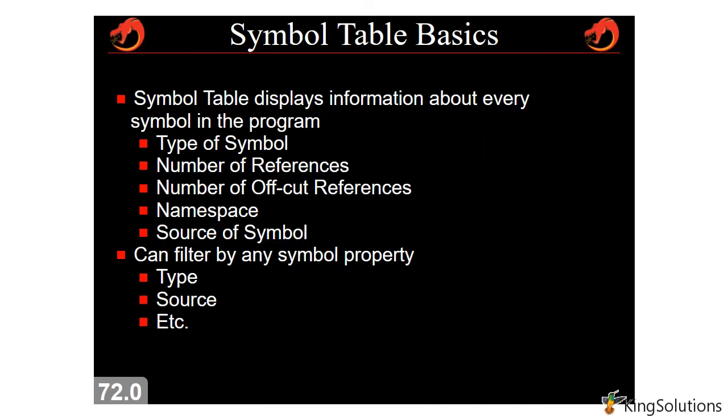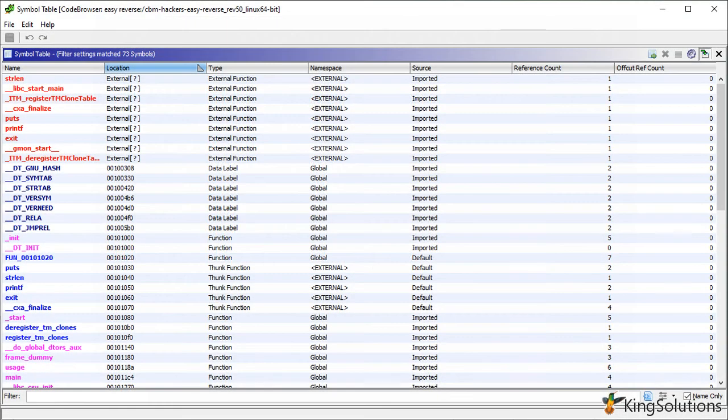Symbol Table Basics. The symbol table displays information about every symbol in the program. To open the symbol table window, go to Window, Symbol Table. You can see the type of symbol, such as function, data, and instruction labels, plus parameter and local variable names. Also displayed are the reference and offcut reference counts. The namespace displays the namespace that the symbol belongs to, or global if it is defined in the whole program. The symbol source, such as user-defined, imported etc., is also available.